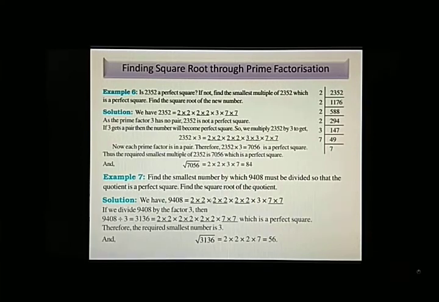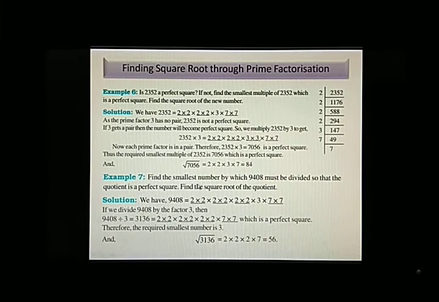So you can see here, whenever we have to find out, first of all, we have to find out the prime factors of this number, and then we'll start pairing as usual. After pairing, we will see that this 3 is left behind.